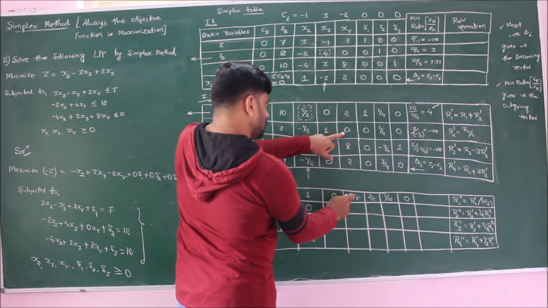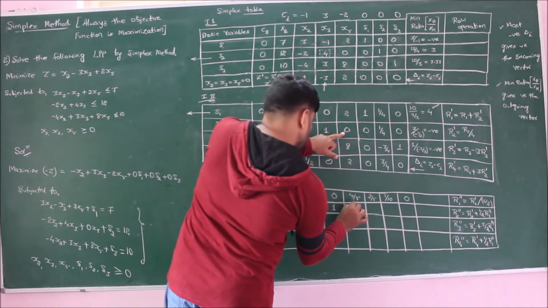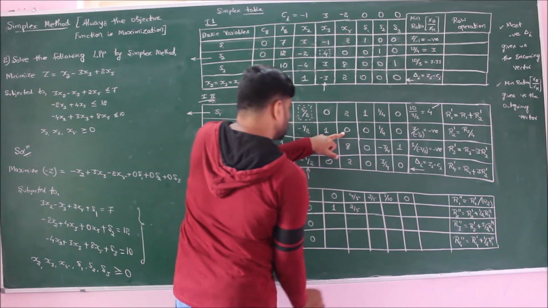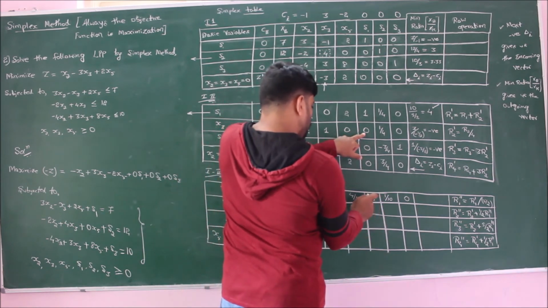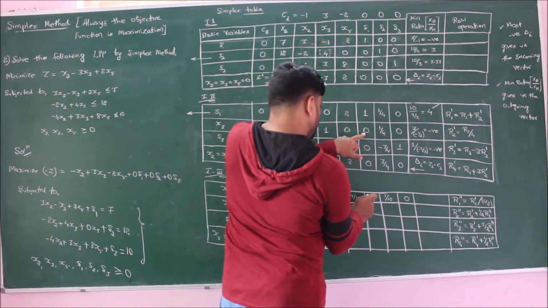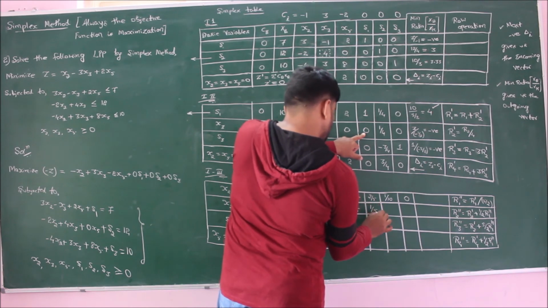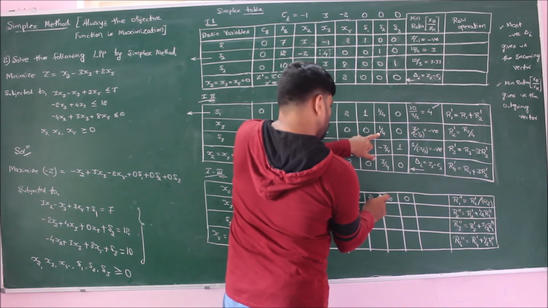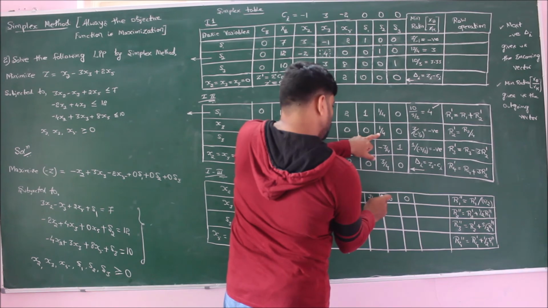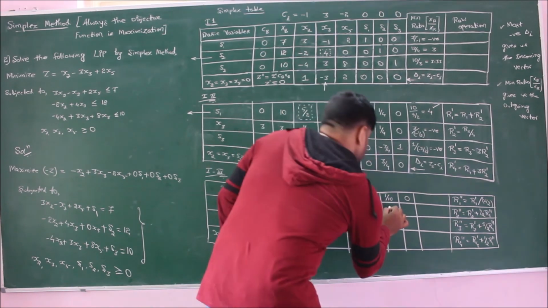4 by 5 into 1 by 2. So it is 2 by 5. 0 plus 1 by 5 is 1 by 5. 1 by 4 plus 1 by 20 will yield us 3 by 10.